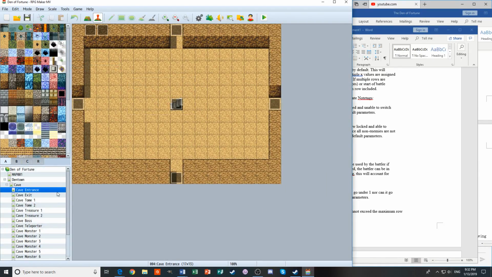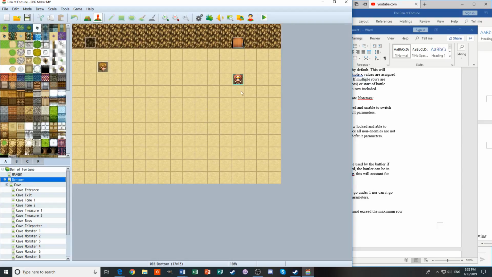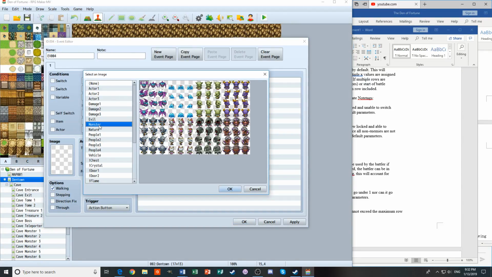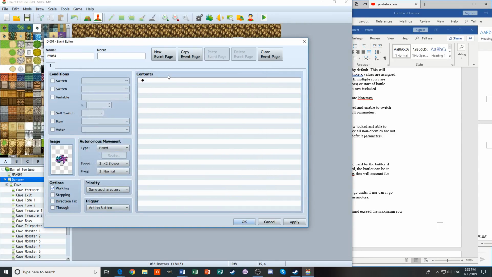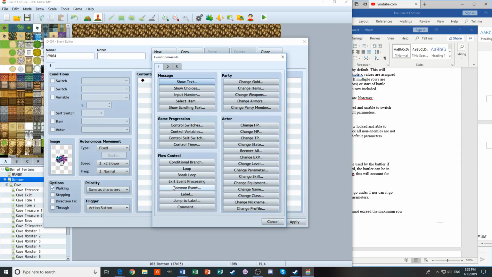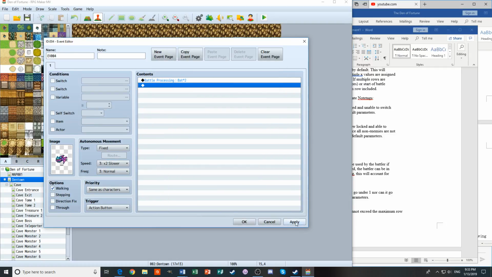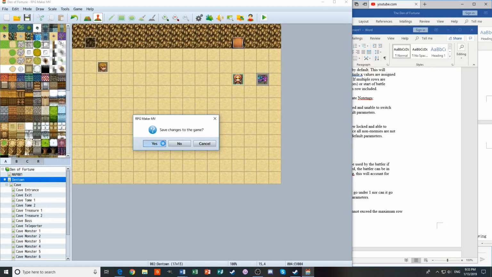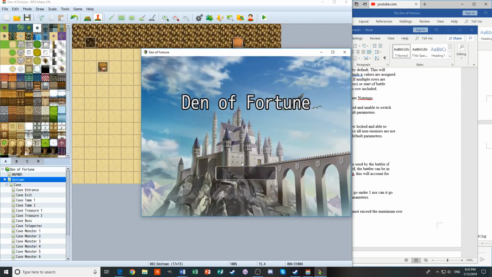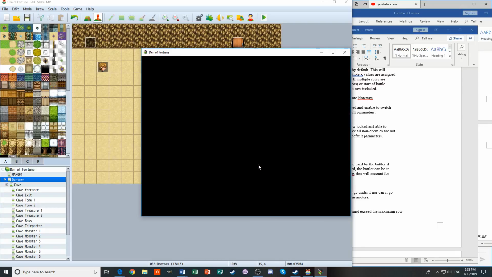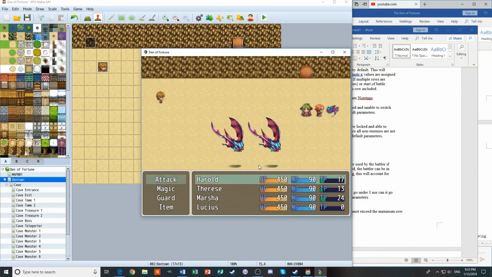Okay, I guess stuff has changed since I've last done a lot of this. Anyway, that's fine. So we can just go here, create a new event, image, monster, bat, sure. Same as characters, action button, battle processing, bat, okay. Apply, okay. Alright, there we are.